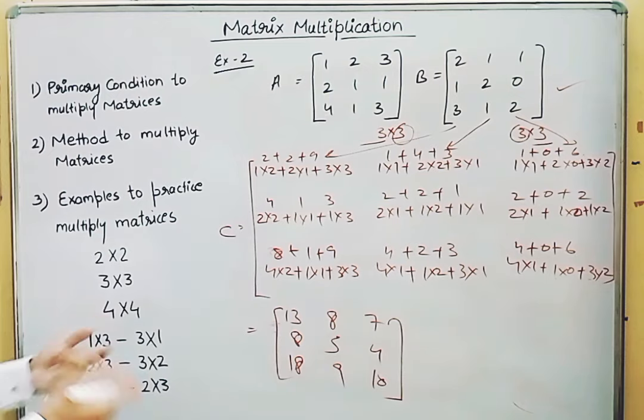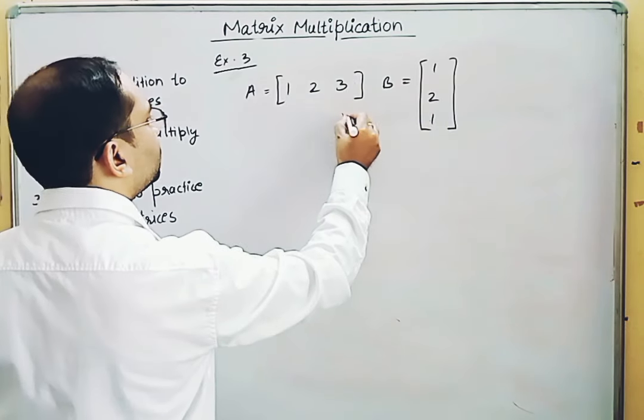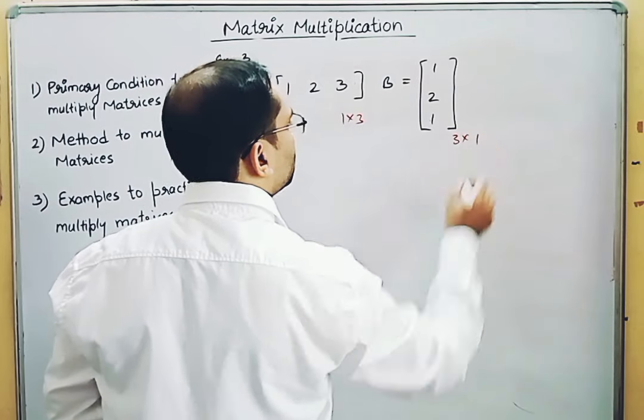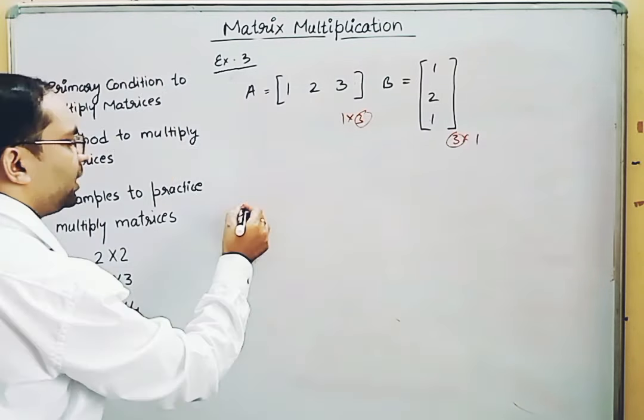Let's continue and solve another matrix. Now let us see 1 cross 3 and 3 cross 1 example here. You can see the order of this matrix is 1 cross 3 and the order of this matrix is 3 cross 1. So we can say this 3 and this 3 is equal. So the resultant matrix would be 1 cross 1. So let's write this C.